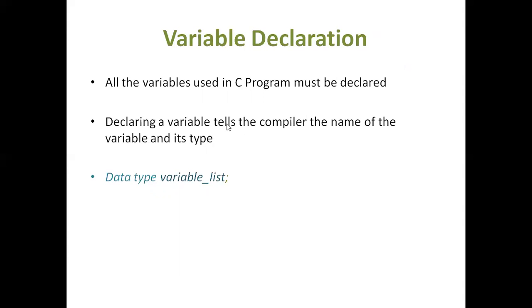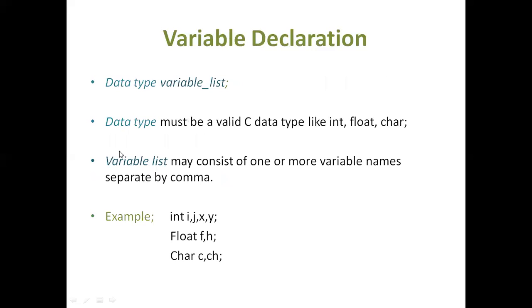The syntax of variable declaration is: data type. You have to write the type of variable you are declaring, and then you write the variable list, that is, how many variables of this type you are declaring. The data type must be a valid C data type, meaning you can write int, float, and char. The variable list may consist of one or more variable names, which are separated by commas.